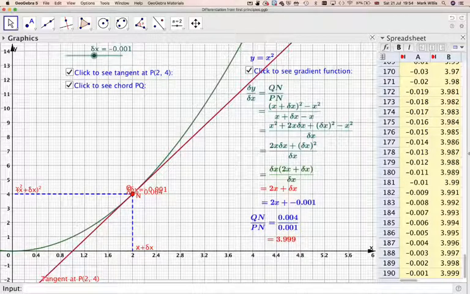Okay, so this has been a video to show you how to find the gradient function of the curve y is equal to x squared by first principles. There is, in fact, a much easier formula for doing it, which we'll look at next.